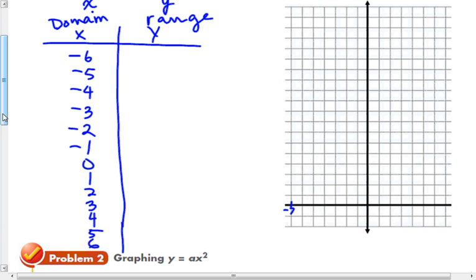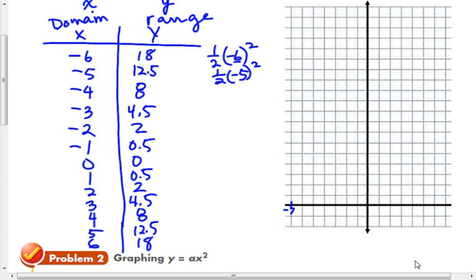So -6, we're going to do 1/2 times -6 squared. Remember, a negative times a negative is positive. You got to do powers first. So half of 36 is 18. And then for the next one, I'm going to do 1/2 of -5 squared. -5 squared is 25. Half of that is 12.5. Go ahead, you fill in the rest. I'll check back with you.